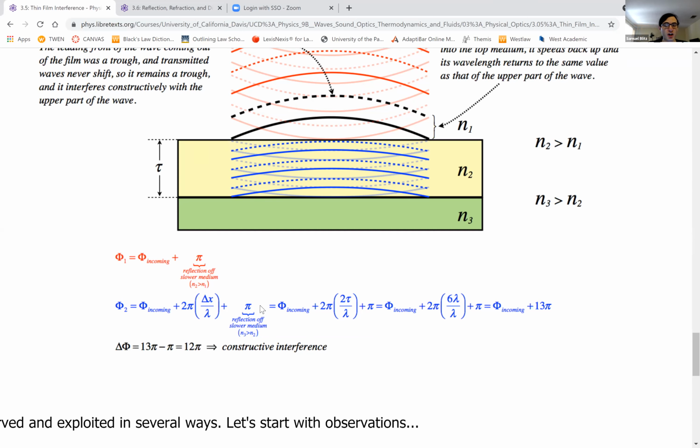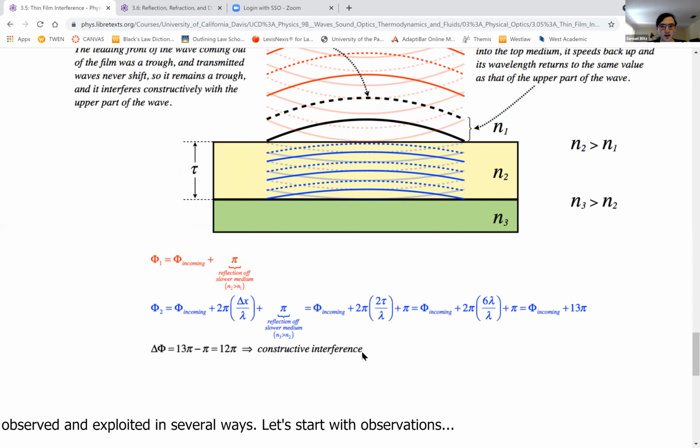And there's a reflection off of the bottom. So we have an extra factor of pi because, sorry, not reflection. There's an extra inversion at the bottom down here when it reflected. There's an inversion, so we get a pi there. So then we just need to figure out what this is. But we already established that there are 6 wavelengths in the distance that it traveled. So delta x over lambda should just be 6.